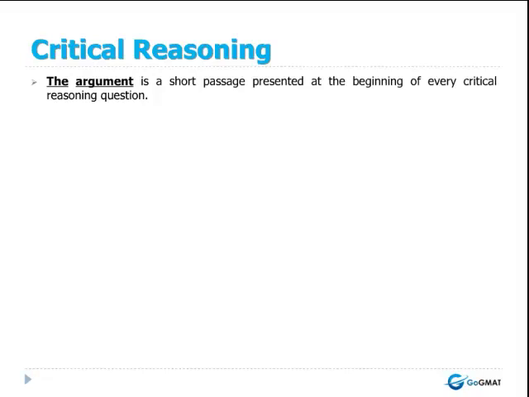Although there are several varieties of critical reasoning questions, they all have the same structure. It consists of an argument, a question stem, and 5 answer choices. The argument is a short passage presented at the beginning of every critical reasoning question.